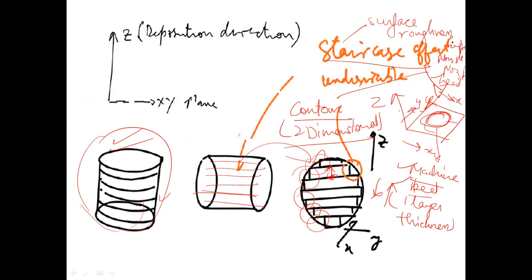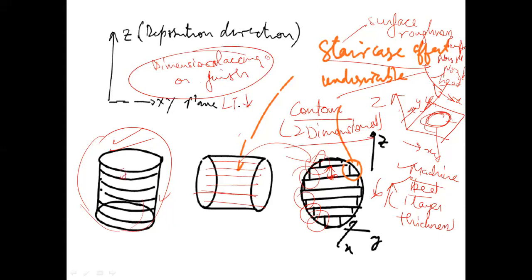So there are a lot of issues which are going to come up either simultaneously or one at a time. All these issues play a very significant role in deciding what should be the orientation of the part. So once you have dimensional accuracy or finish as your criteria, don't bother about your layer thickness, because the layer thickness is going to be on the lesser side.